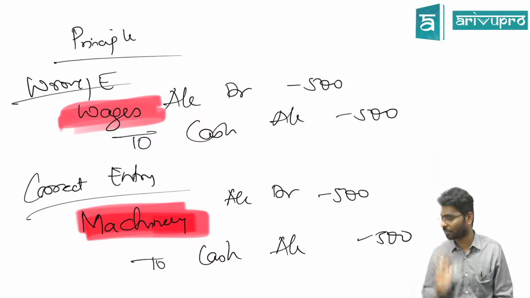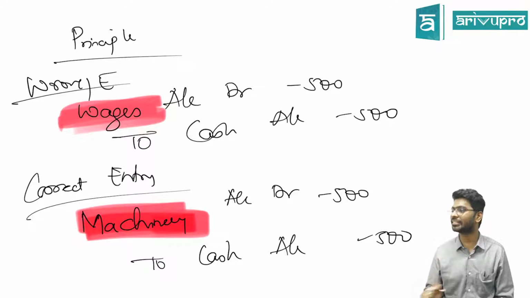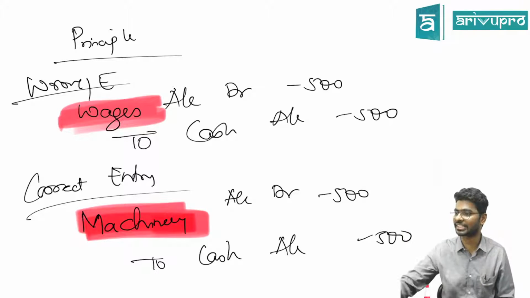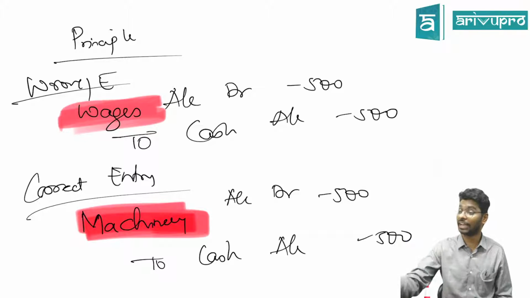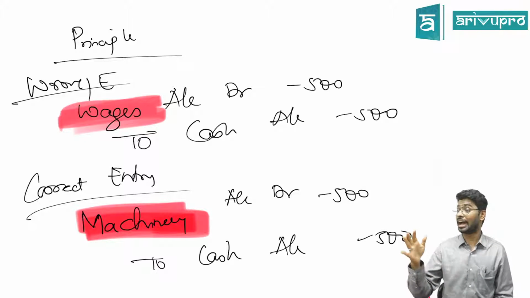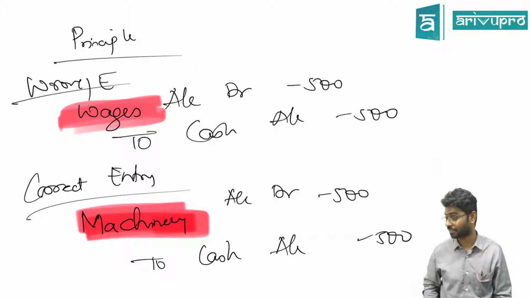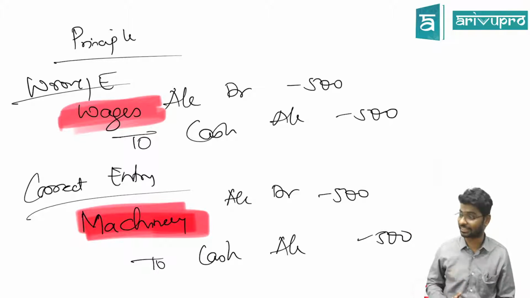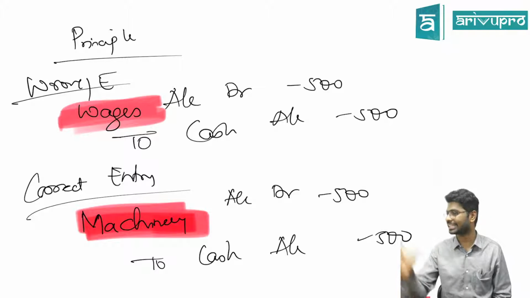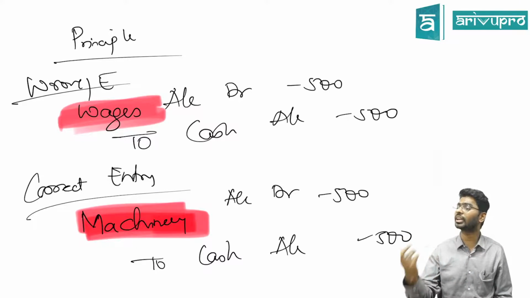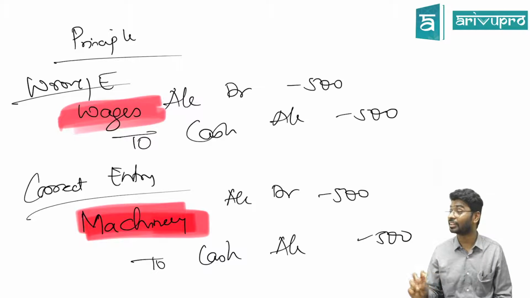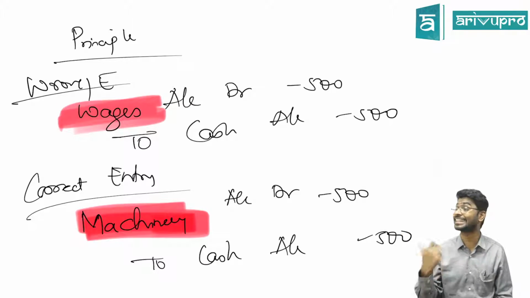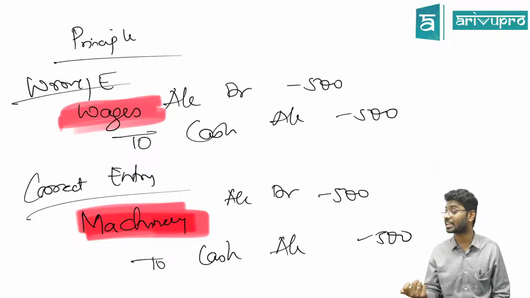Wages is coming in my P&L account, profit and loss account, or in income and expenditure account. Correct? Machinery will come where? It's an asset or an expense. Can you guys identify between asset, expense, liability and income? I'll make it even simpler. If an asset is treated as an expense, or an expense is treated as an asset... see, machinery is an asset. Instead of recording it as machinery, I have recorded it as wages. That means instead of an asset, I am treating it as an expense. The moment I am treating it as an expense, this is a principal error.